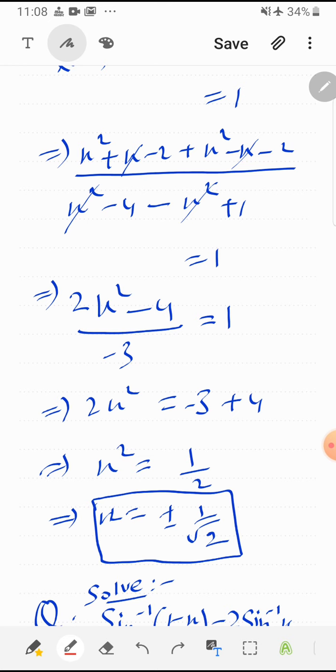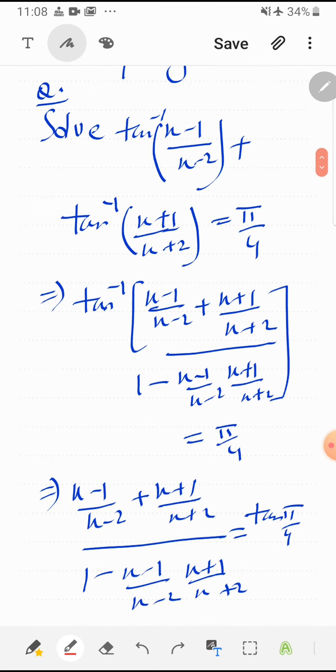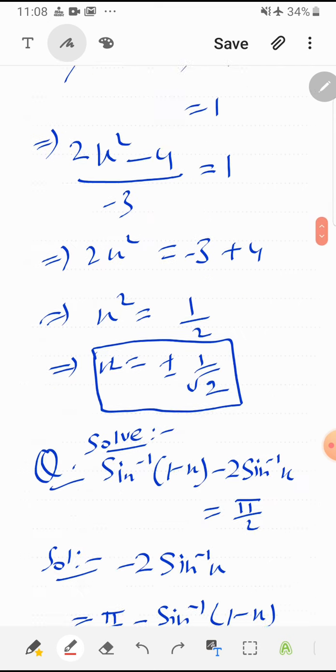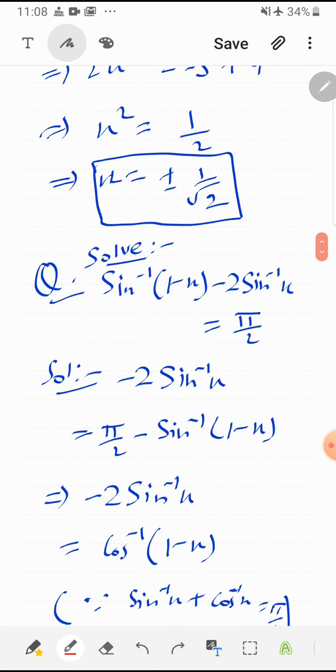In inverse trigonometry, you have to be very alert about the answer. Many times a value is rejected, and which value we have to reject, the only solution is that we have to check the answer in the parent equation, so that the value which satisfies the equation will be our answer. So the next question is very important from this point of view.